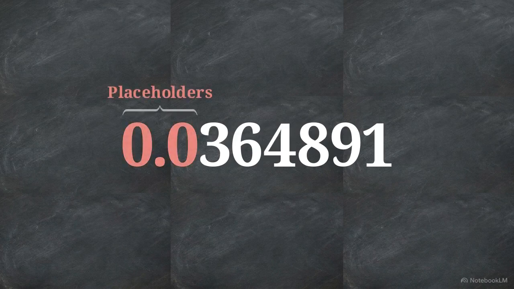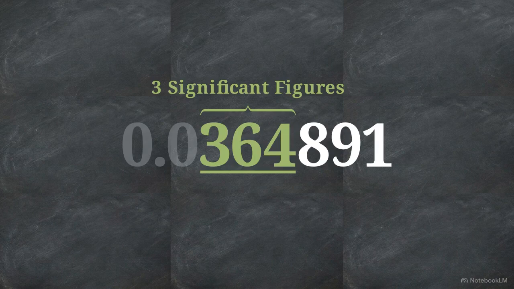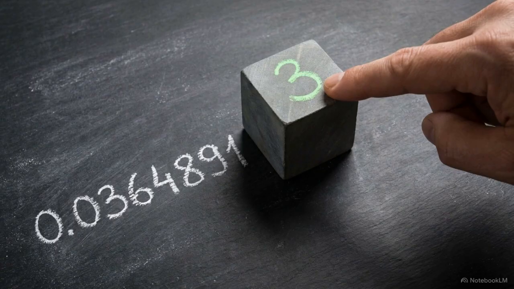0.0364891. The first rule of significant figures is that leading zeros are placeholders. They indicate the scale of the number but do not count towards its significance. Consequently, we only begin counting significant figures at the first non-zero digit. Starting from the 3, we count 3 spaces to the right to isolate the segment required by the prompt: 3, 6, and 4. Identifying this starting point correctly is essential. Errors here carry through to the final conversion.